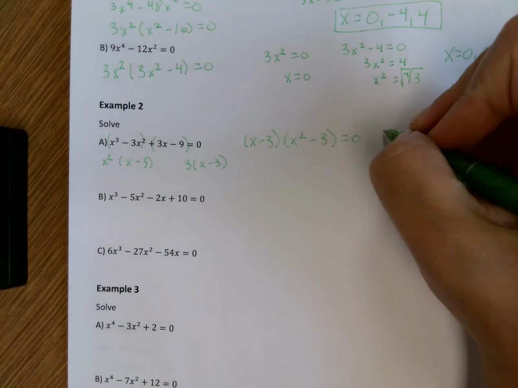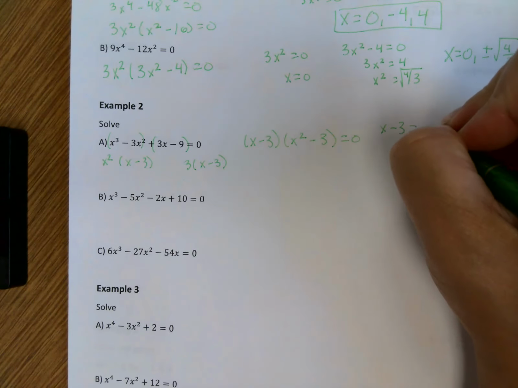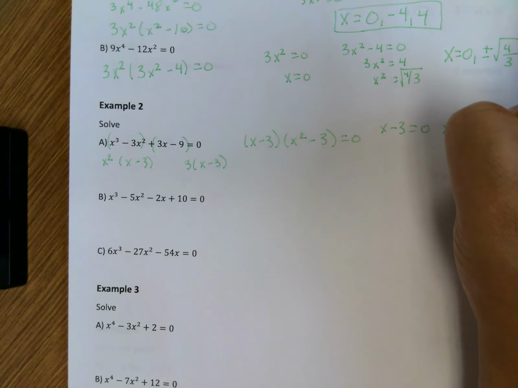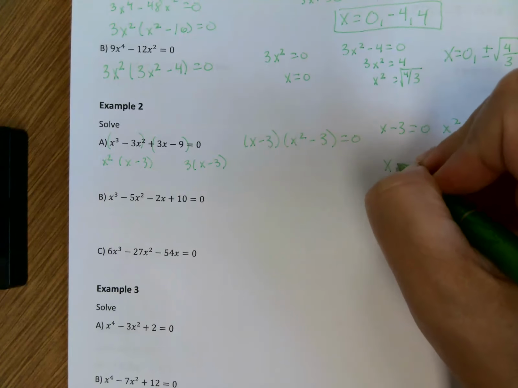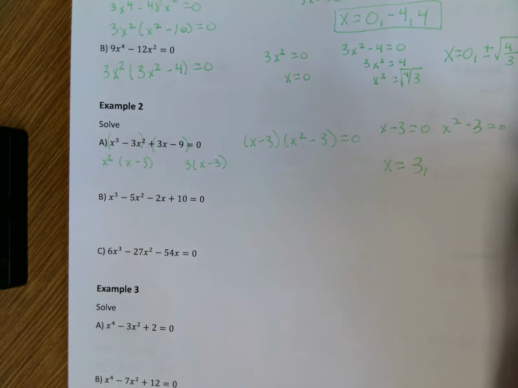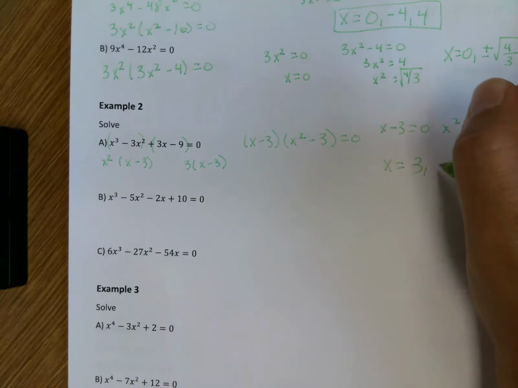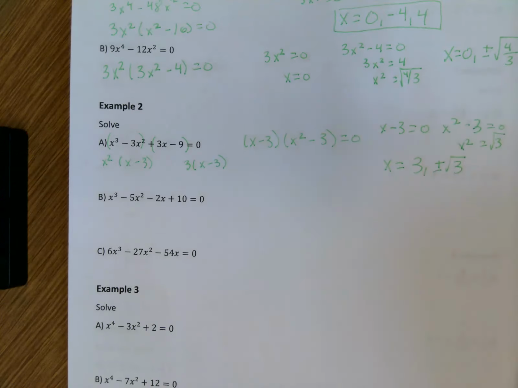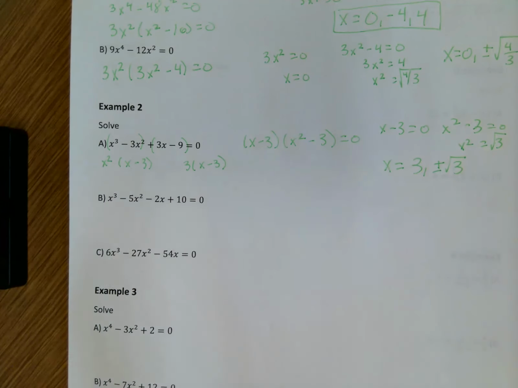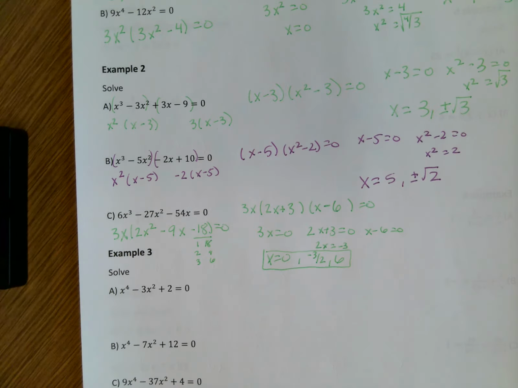Now, again, we can set these equal to 0 and solve. And the one that we always have to make sure that we do not forget is, right here, when we take the square root of that, we need to have our plus or minus 3. I want you to try to do B and C by yourself.